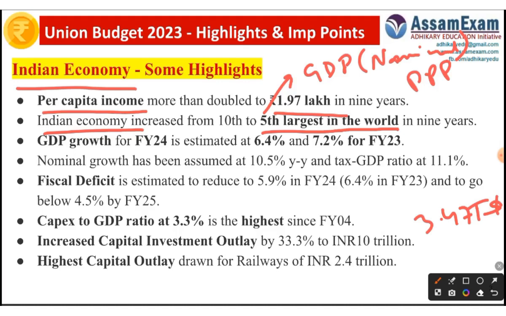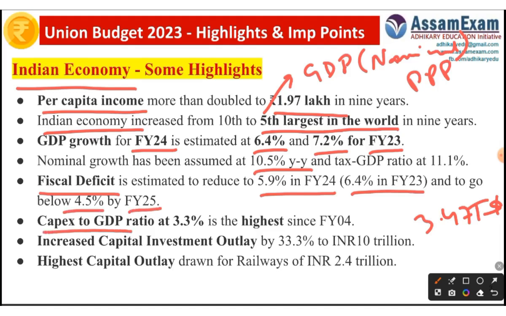Next point is GDP growth for the financial year 2024 is estimated at 6.4%. And for the current financial year, that is 2023, it is 7.2%. The nominal growth has been assumed at 10.5% year on year. Then the fiscal deficit is estimated to reduce to 5.9% in financial year 2024, which is 6.4% in the current year, that is 2023. And that fiscal deficit will go below 4.5% by the financial year 2025.